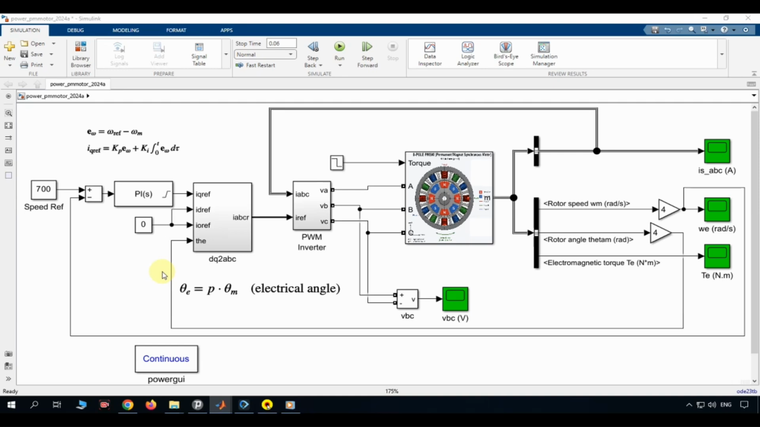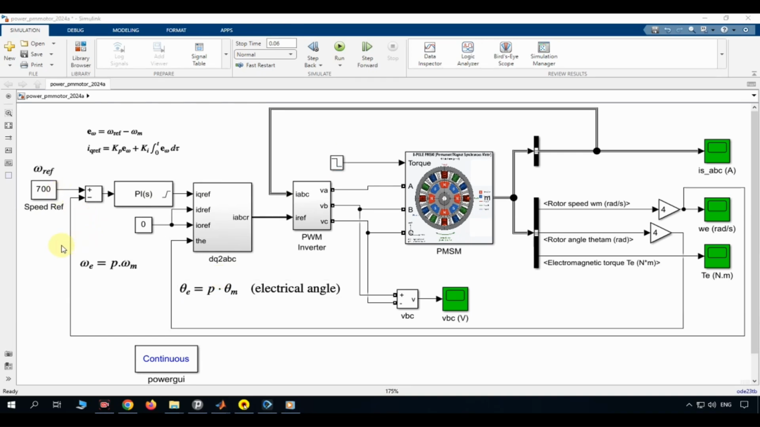The goal of this system is simple. We want the motor to spin at exactly 700 radians per second, no matter what mechanical load is suddenly attached to its shaft. To do that, we use a cascade control structure, an outer speed loop, and an inner current loop. Let's walk through it, block by block, from left to right.